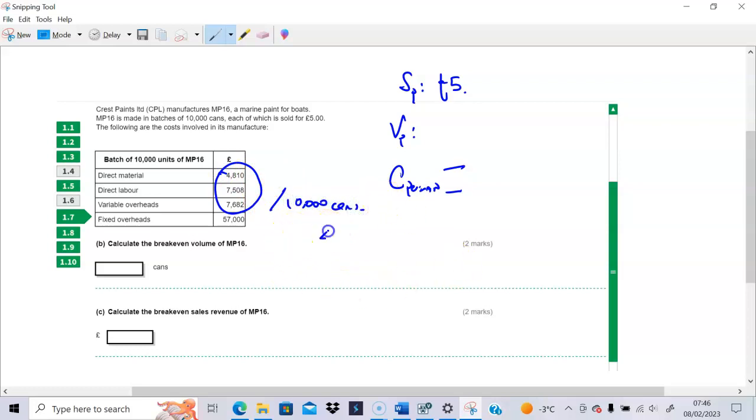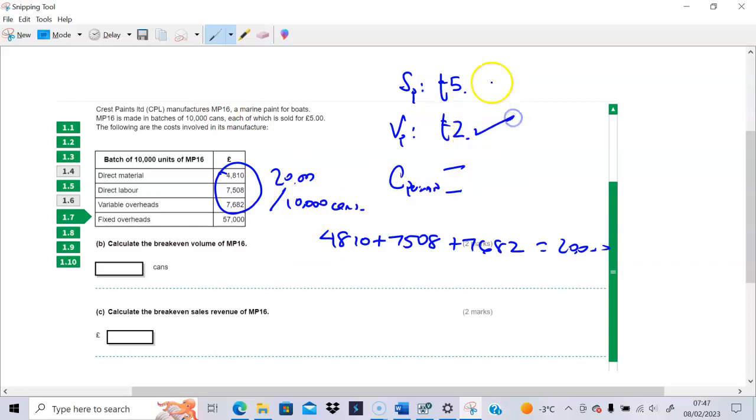So I need to pretty much add those costs together. 4810 plus 7508 plus 7682, which is 20,000. That's a nice number. That's a 20,000 pound variable cost. So you have 20,000 divided by 10,000, which gives you £2, right? So that's the aim here. Your aim is always to try and get what's the variable cost per can.